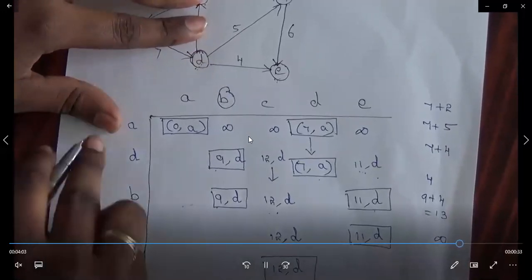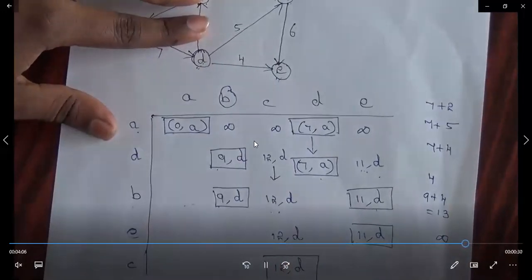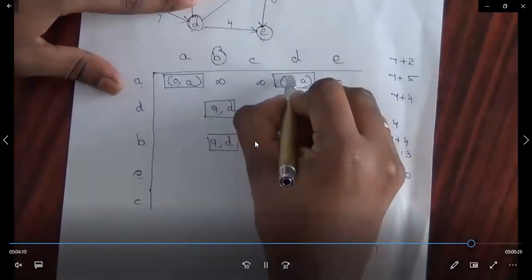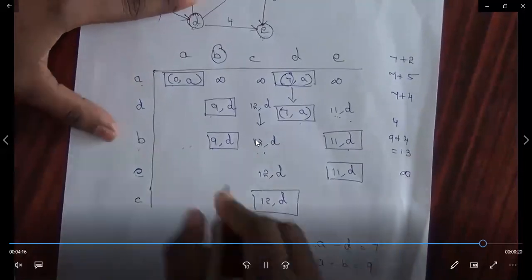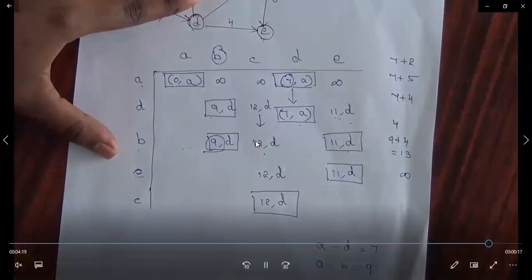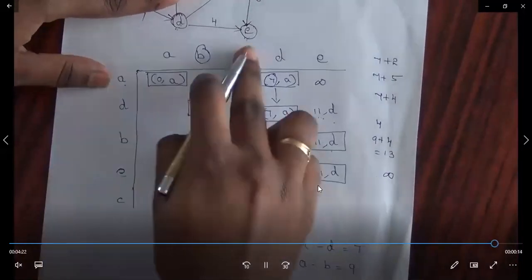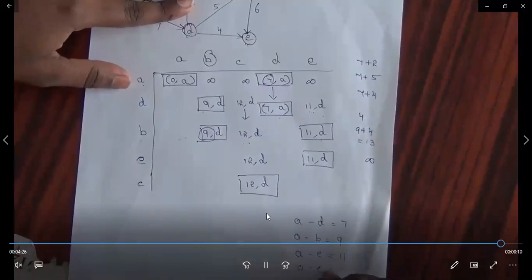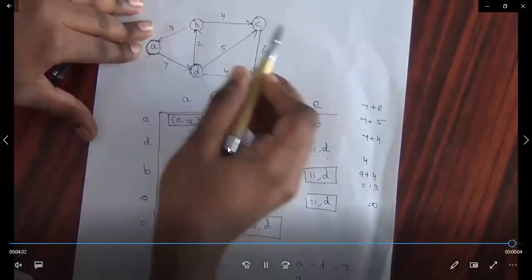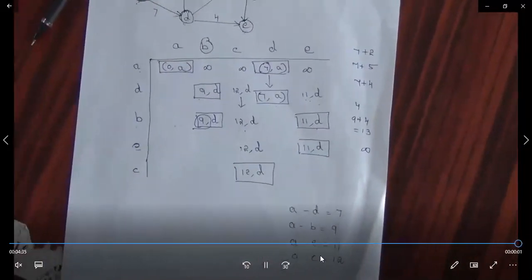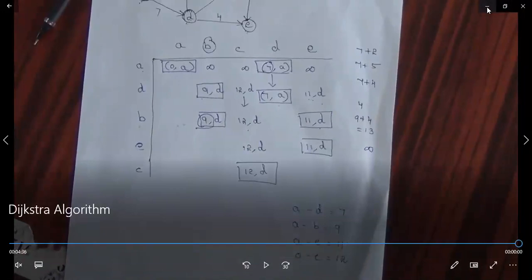From this, what can you understand? A is the source vertex. You start with A to D with a value of 7. Now you go to B whose value is equal to 9. Then you go to E whose value is equal to 11. Then A to C whose value is equal to 12. So this is how A acts as the source and all the remaining vertices become the destination. Okay, clear? This is how we find Dijkstra's algorithm, which is a single source shortest path problem.